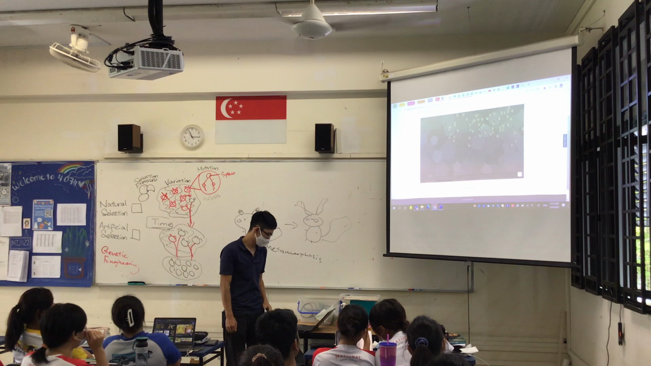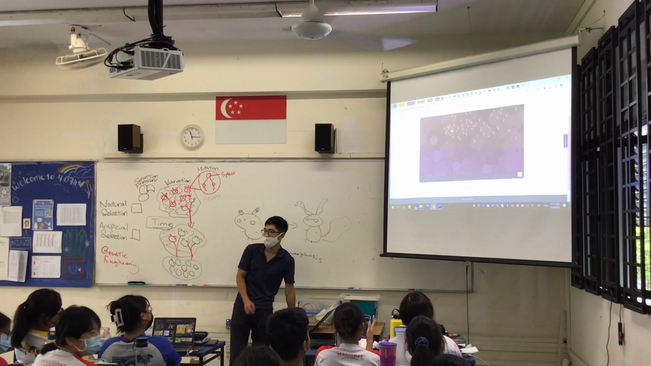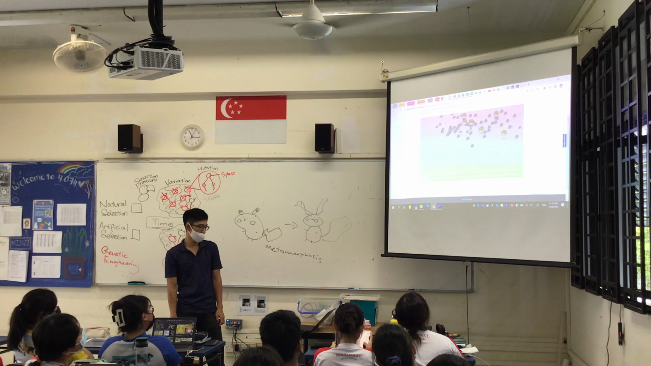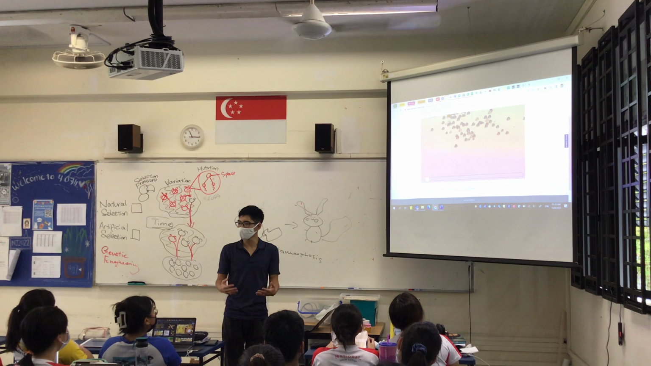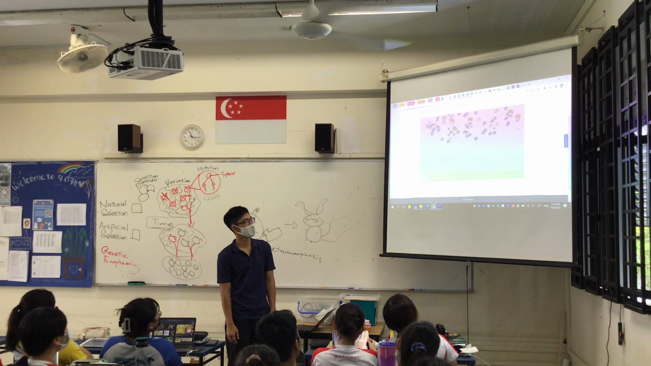Okay, so what if human beings came in and we cleared the lava? But what does this mean? Animals always like to cluster together. They look larger in numbers. But what does this mean?